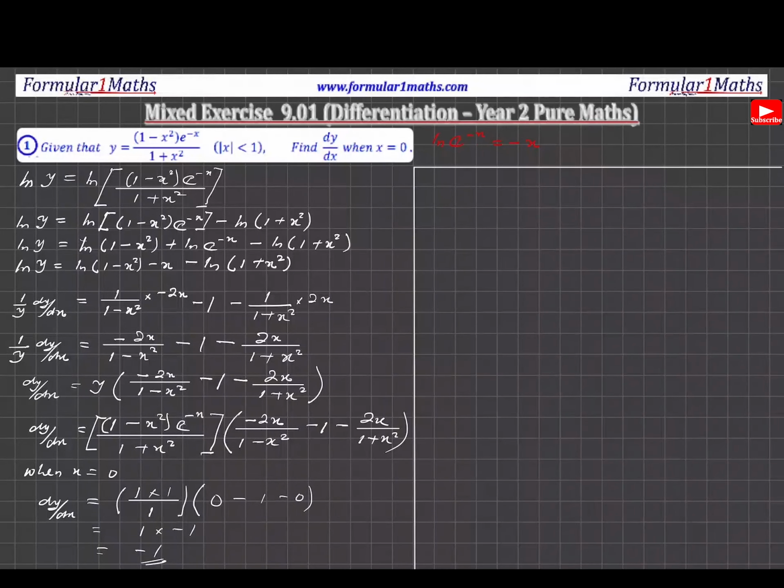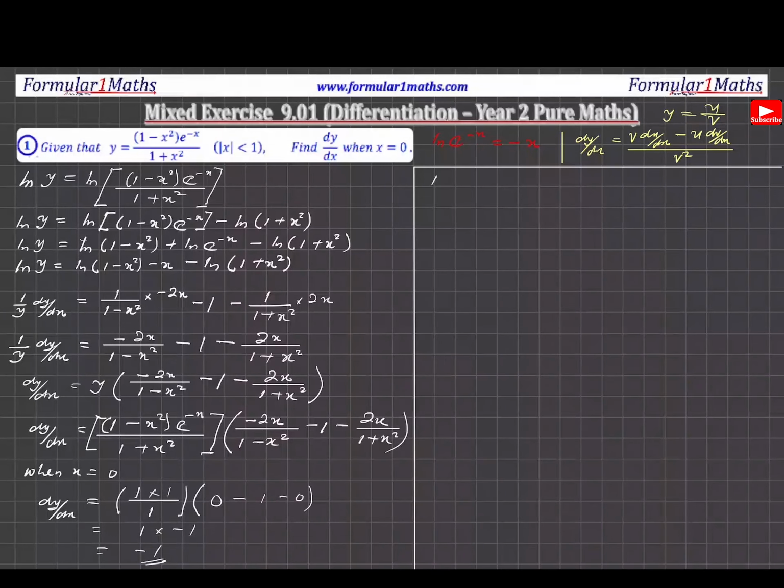Now, I'm going to use the quotient rule. The quotient rule states that if you have y equals u over v, then dy/dx is equal to v du/dx minus u dv/dx over v squared. So we're going to use that to do this differentiation.